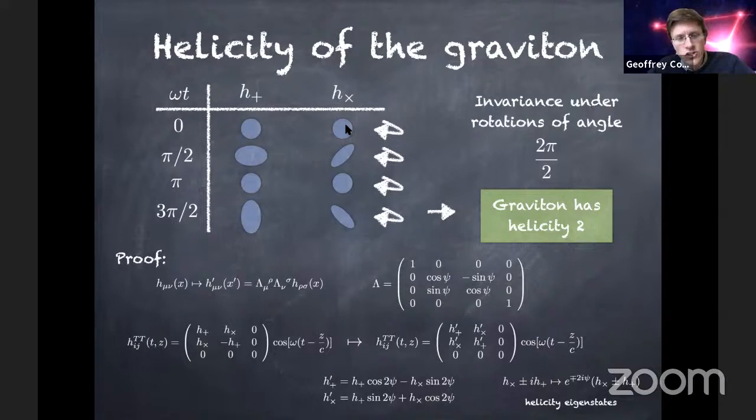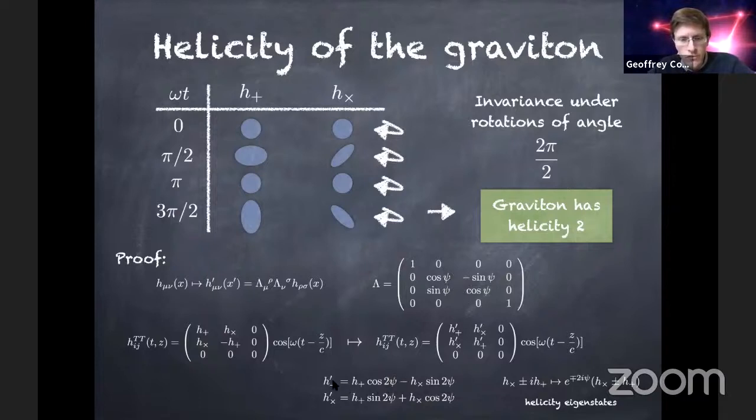Note that each graph is invariant under a rotation of pi. If you rotate each graph by pi, you find the same. And that means that the graviton has helicity 2. You can see it more precisely. If I do a Lorentz transformation, which is a symmetry of the linearized theory, I act with a matrix of Lorentz transformation on my TT gauge metric component here, and I will get a new polarization. Since I have a lambda on both sides, they will add up and give me a cos and sine with two times my initial rotation angle.